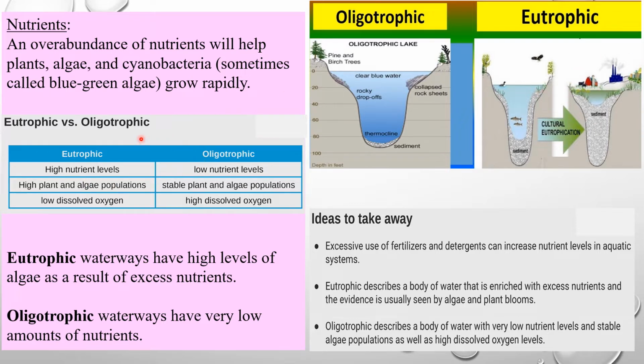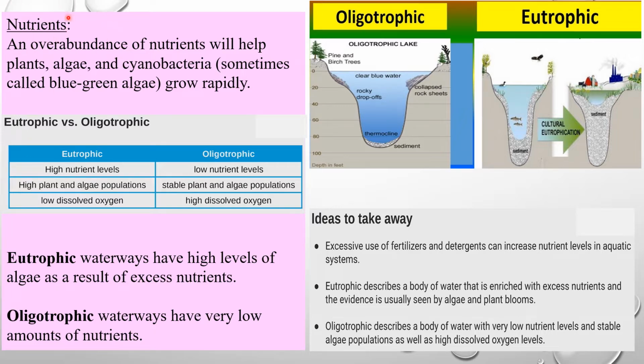So if you look at the chart over here, we also have some other differences. Oligotrophic is going to have lower nutrient levels. It's going to have stable plant and algae populations, and it's going to have a lot of dissolved oxygen, and also this deep zone that's very, very cold water. And that leads to a little mixing in here. All that cold water, remember, colder temperatures are going to hold more dissolved oxygen. And the eutrophic lake, which is the older lake, the one that's filled in with sediments, it's been there a much longer time, they tend to have higher nutrient levels, higher plant and algae populations, and lower amounts of dissolved oxygen. So remember that.